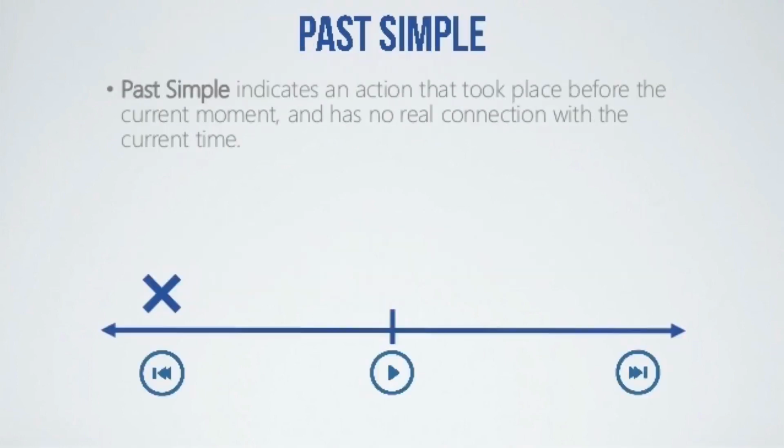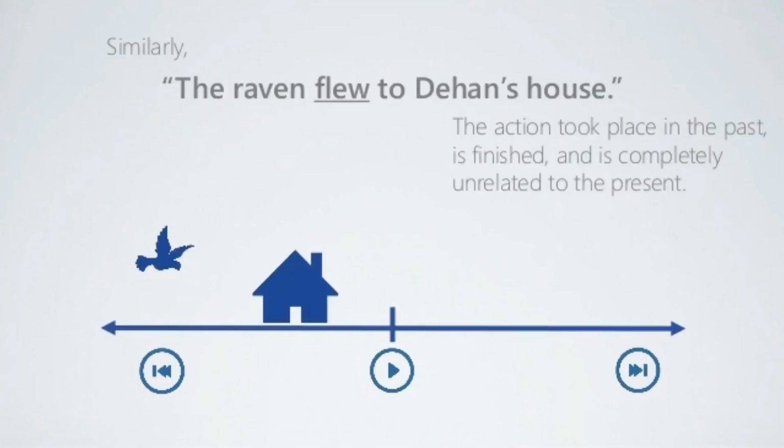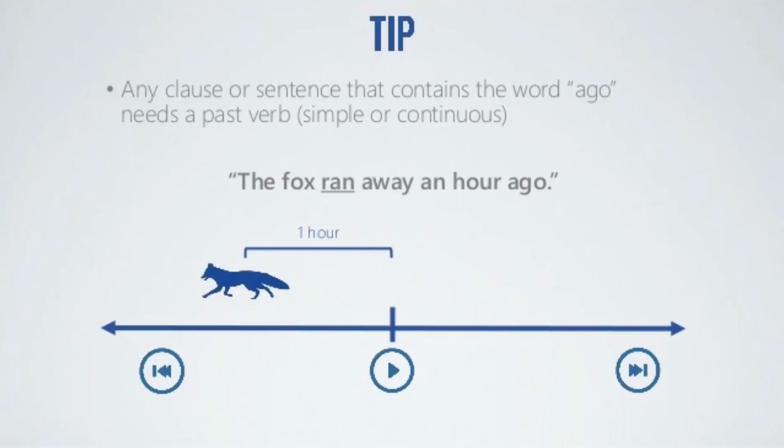Next we have the past simple tense. Well, the past simple tense indicates an action that took place before the current moment and has no real connection with the current time. Now, if we see the example of past simple, the raven flew to Damon's house. This action took place in the past, is finished, and is completely unrelated to the present. Now let's see another example. The fox ran away an hour ago.